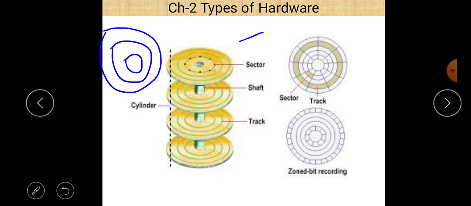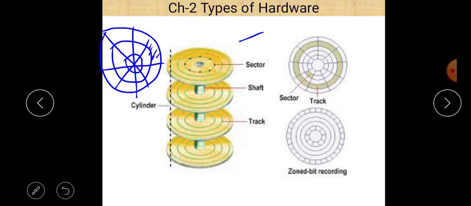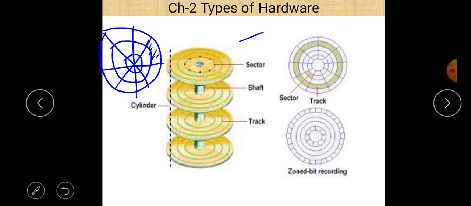Then again, tracks are divided into pie-shaped regions. That is the pie-shaped region that you get. So this is a diagram which shows the track and the sector.